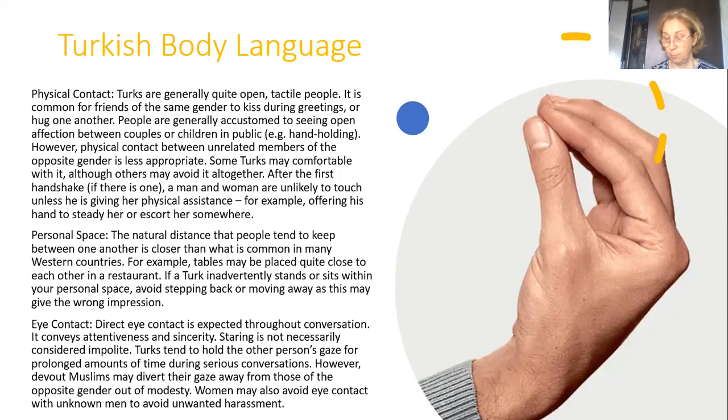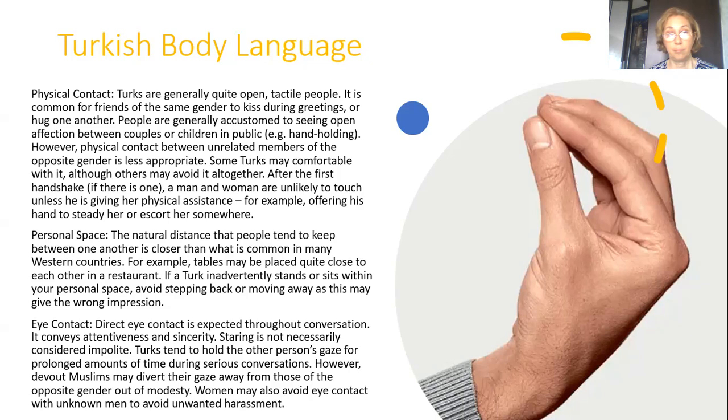The natural distance that people tend to keep between one another is closer than what is common in many Western countries. For example, tables may be placed quite close to each other in a restaurant. If a Turk inadvertently stands or sits within your personal space, avoid stepping back or moving away, as this may give the wrong impression.